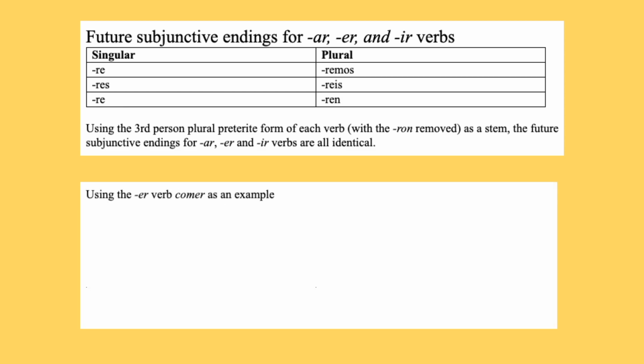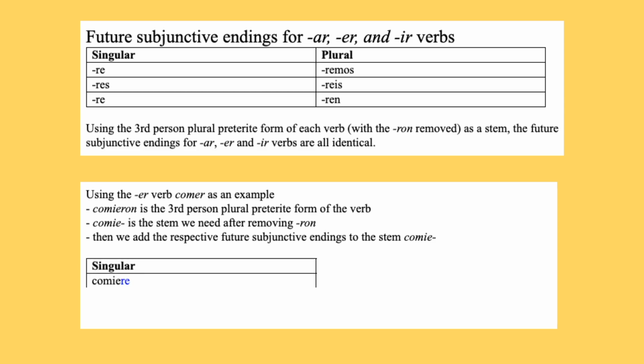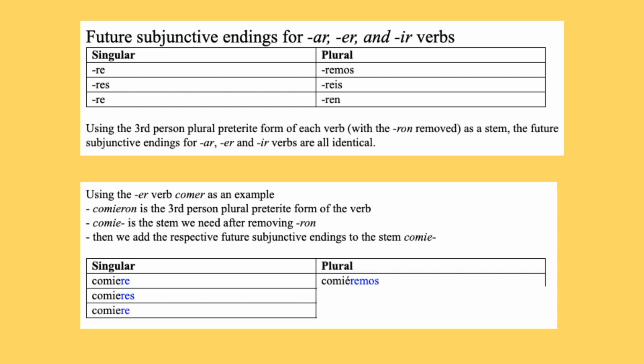For the ER verb comer, comieron is the third person plural preterite form. We remove the -ron to obtain the stem comie, and then to this stem we add the future subjunctive endings. Comiere, comieres, comiere, comieremos, comiereis, comieren.